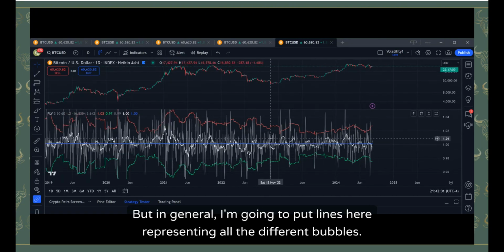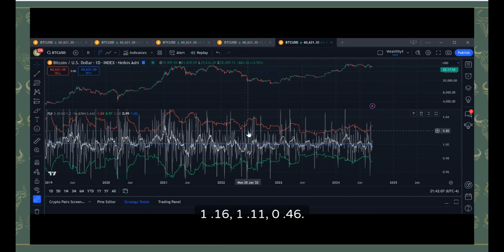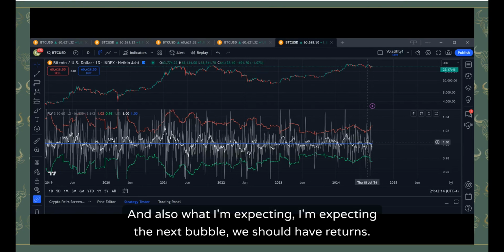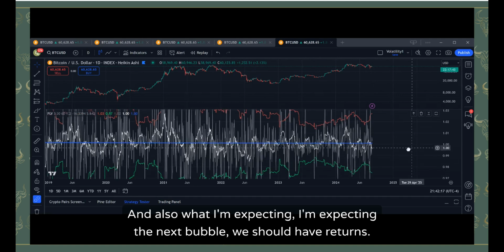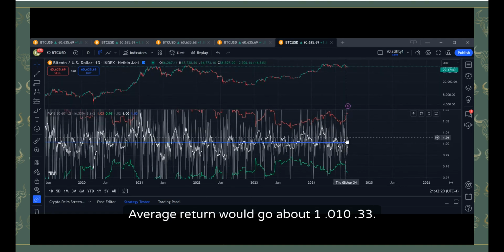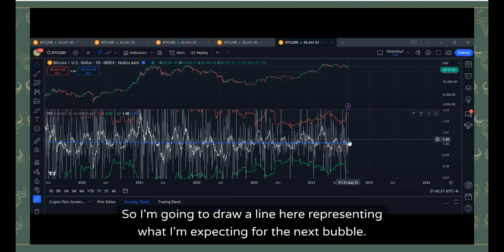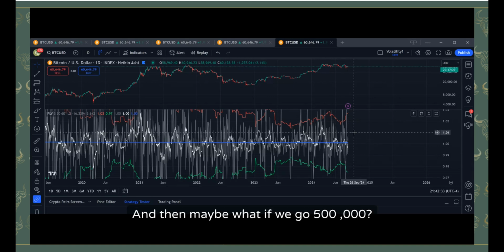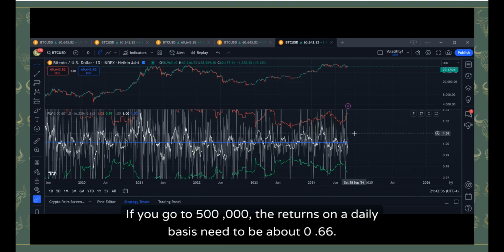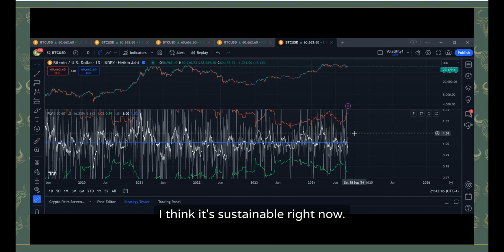But in general, I'm going to put lines here representing all the different bubbles. So I told you 1.16, 1.11, 0.46. And also what I'm expecting for the next bubble: the average return should be about 1.01, 0.33. So I'm going to draw a line here representing what I'm expecting for the next bubble. And what if we go to 500,000? If you go to 500,000, the returns on a daily basis need to be about 0.66. I think that is not sustainable right now.